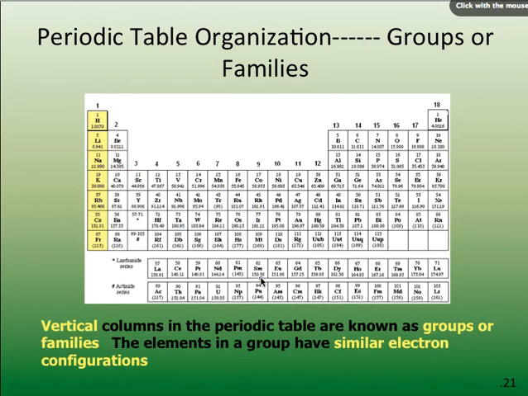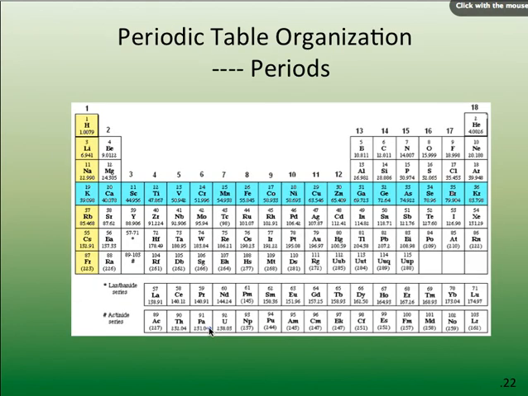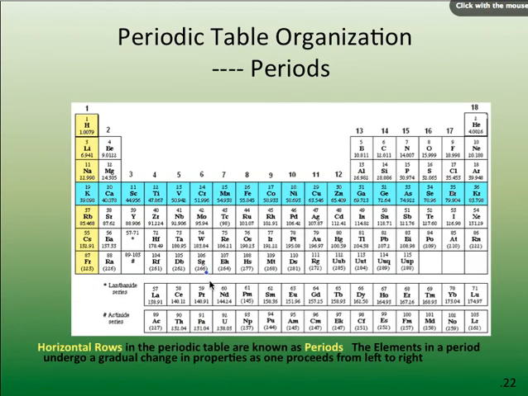Groups or families go up and down. Periods go across. Elements in a group have similar electron configurations. Horizontal rows are known as periods, up and down are known as groups. And these physical properties, and chemical as well, change from more metallic behavior to nonmetallic behavior as we go across a period.